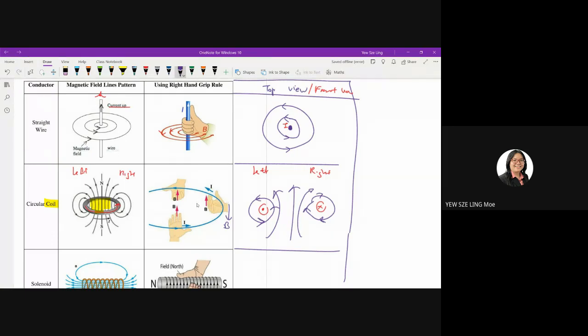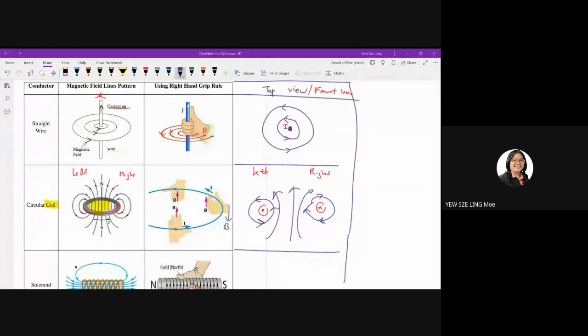Alright, at the middle it is going up. Then if you rotate it until it's going out, then it's pointing downwards. So basically, it follows the shape of your fingers. Okay, your four fingers when you grip the coil. So eventually, you will obtain a magnetic field that looks like this. Okay, in the clockwise direction on the right-hand side, and then on the left-hand side you have anti-clockwise direction.